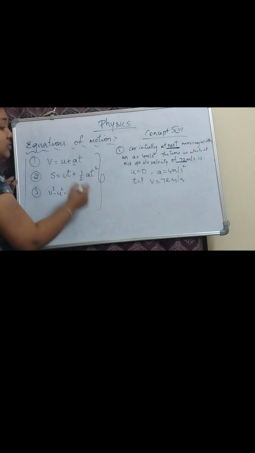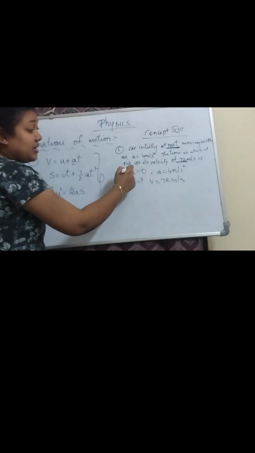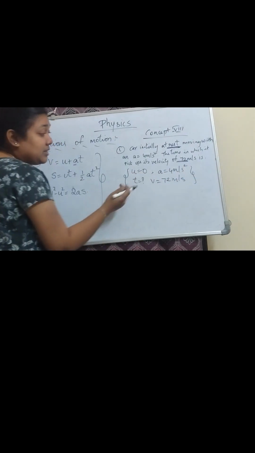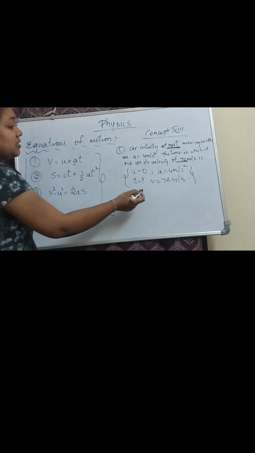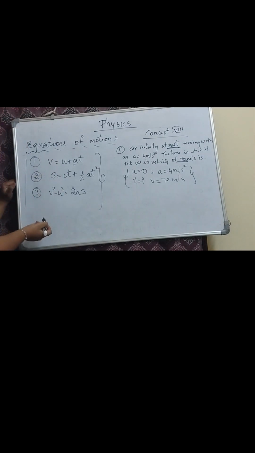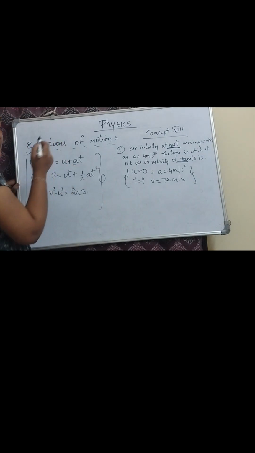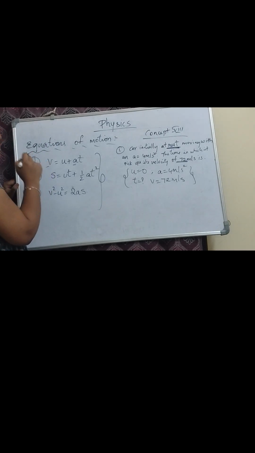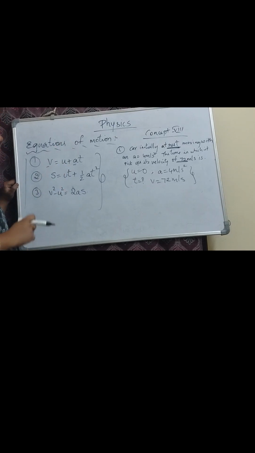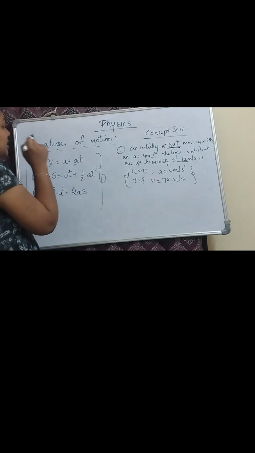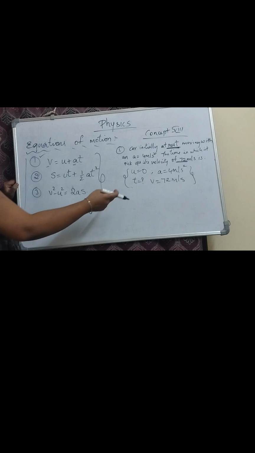Now come to here. These are the three formulas we have, and this is the given data. What is the given data? U, A, V, T. These are the parameters we have, and if you check equation by equation, V = U + AT: V is there, U is 0, A is also given, and we need to find out T. So if you compare this data, obviously we can use this equation to find T.